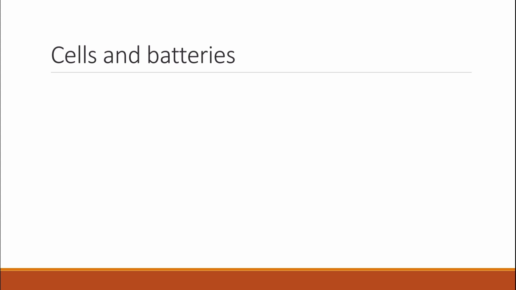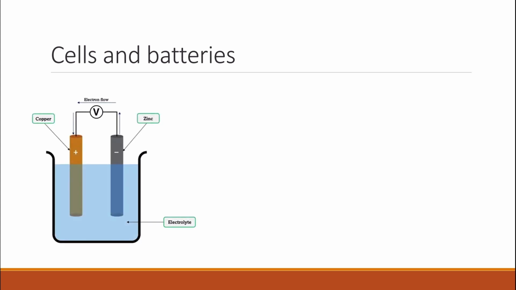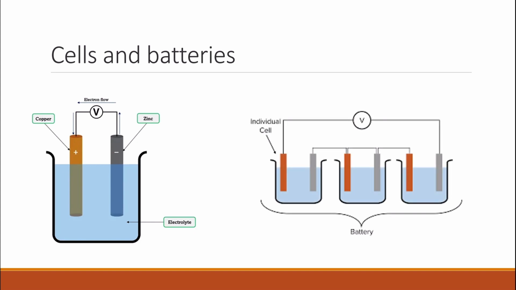What is the difference between cells and batteries? Cells are made of two electrodes and an electrolyte, which allows the flow of the charge and creates a potential difference between the two electrodes. While batteries are made up of several cells which are connected together. In this case, the difference in the potential energy will be higher, so more electric energy is generated from batteries.